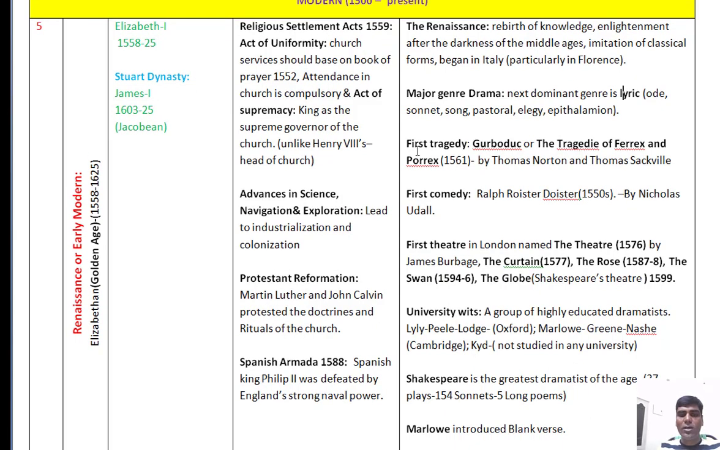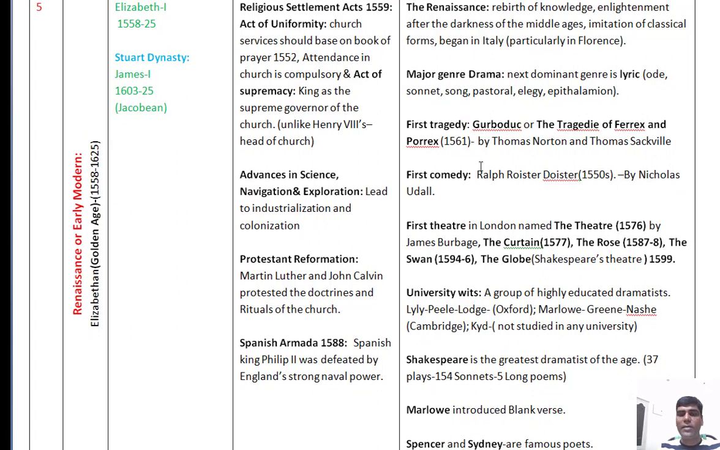And this age saw the first tragedy, that is Gorboduc. The subtitle of this is the Tragedy of Ferrex and Porrex. Sometimes in examinations you may be asked to write the subtitle of Gorboduc. It is the Tragedy of Ferrex and Porrex. These two are the sons of Gorboduc, and the issue started with the division of the kingdom between these two sons. This was written by Thomas Norton and Thomas Sackville, and the first comedy in English literature is Ralph Roister Doister.